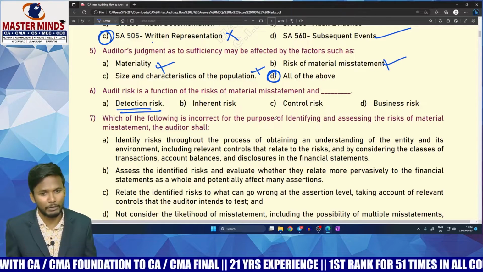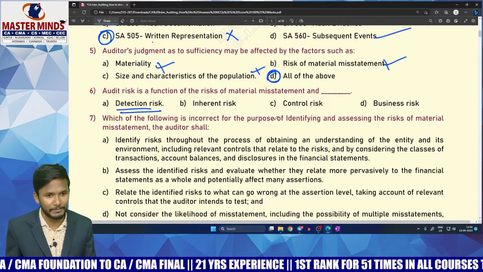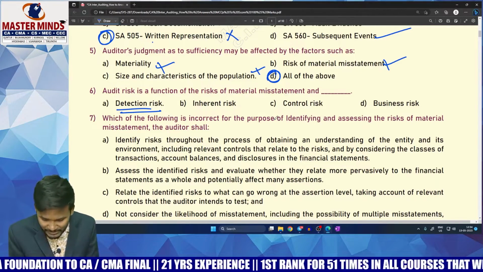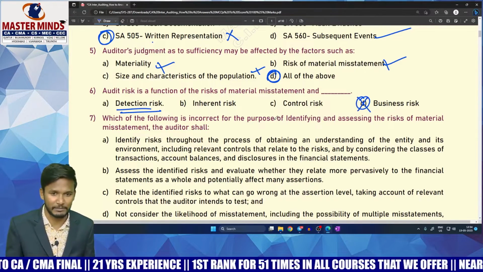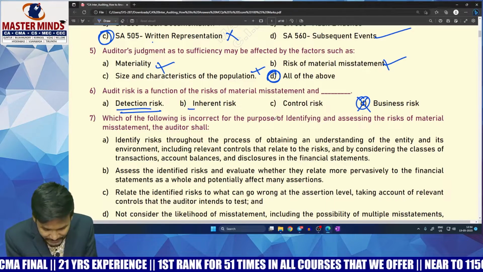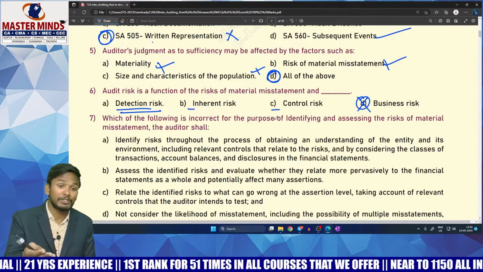How do you know this, sir? By having a good command of the standard. Sir, what about business risk? First of all, business risk is not at all an audit risk. That's the first thing we will tell in audit risk. And inherent risk and control risk are nothing but the components of risk of material misstatement.